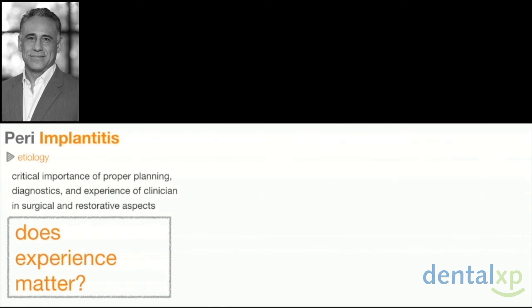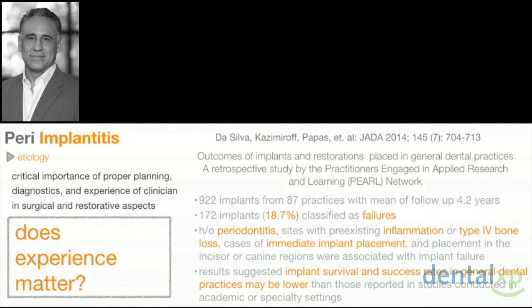And I think the question that often is asked is, does experience matter? The critical importance of proper planning, diagnostics, and experience of a clinician in both the surgical and restorative aspects. There was a study done by Da Silva, which looked at the outcomes of implants and restorations placed in general dental practices. It was a retrospective study where they looked at 922 implants from 87 practices for up to about 4 years. And about 18.7% of the implants were classified as failures, which is way above what we normally accept as our success rates.